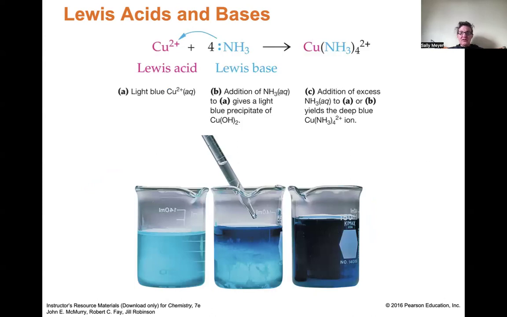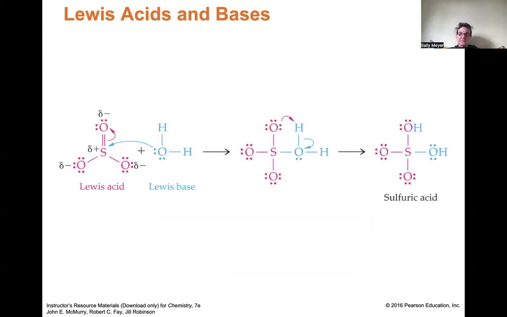This is just showing you some other examples of Lewis acids and bases. NH3 is a base. A Lewis acid would be something like copper 2 plus. It can accept those 2 electrons, and when it does, it forms a copper complex with 4 NH3s. And this is just showing you more examples of how a base is something that donates electrons and an acid is something that can accept an electron pair.